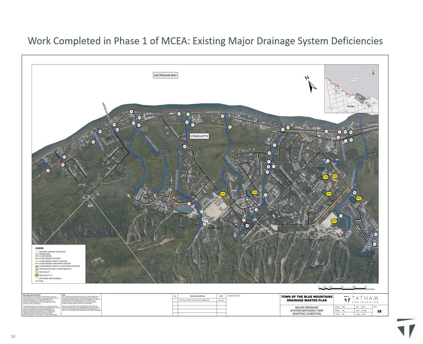The deficiencies assessment identified overland flow deficiencies at 28 locations and 134 culvert crossing deficiencies. An example of the major drainage system deficiency maps prepared as part of the existing conditions analysis is shown on this slide. The full set of major drainage system deficiency maps can be found online at the Drainage Master Plan project webpage on the town's website.